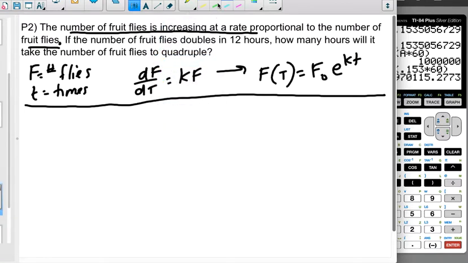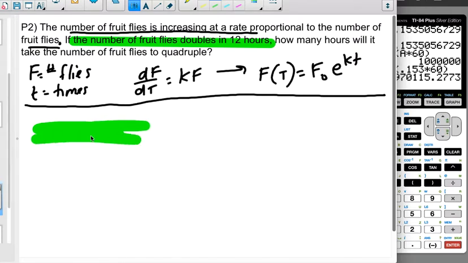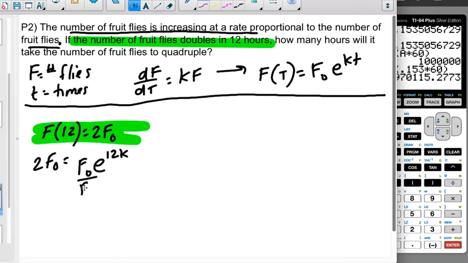Then we're told that the number of fruit flies doubles in 12 hours. Well, I can use that information to say that F of 12 is double the original, right? So now knowing that, I can use that to find k, right? My bad, it's a 2, not a 12. So 2 F naught equals F naught e to the 12k. I'm going to solve for k, right? So I divide by F naught, which conveniently makes it go away. It doesn't even matter what the initial population of fruit flies are.